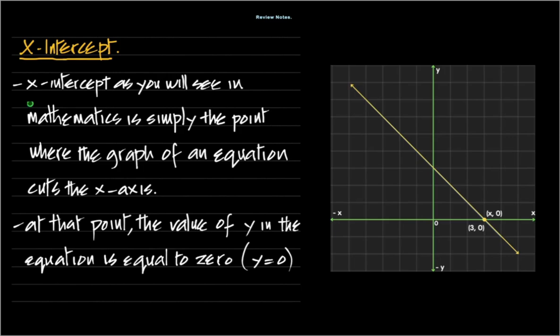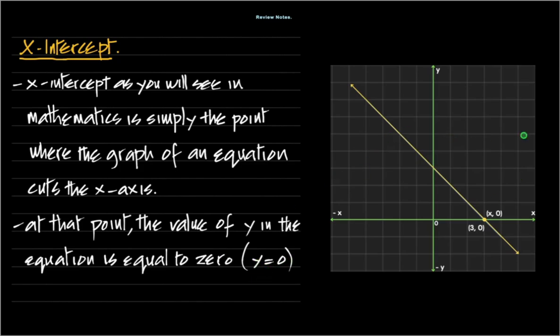X-intercept. X-intercept, as you will see in mathematics, is simply the point where the graph of an equation cuts the x-axis. At that point, the value of y in the equation is equal to 0. That means y is equal to 0.